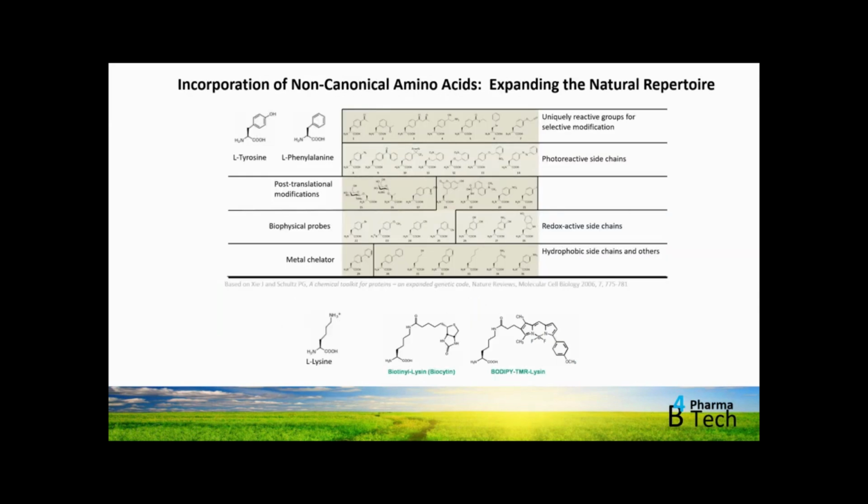Now, in cell-free systems, there are lots of options for the introduction of non-canonical amino acids. Mainly modified tyrosines or phenylalanines are used for the incorporation of non-canonical amino acids into a defined protein. Of course, photoreactive groups are possible, metal chelators, for example, redox active side chains, and so forth. I showed the results for the BODIPY TMR, fluorescent labeled, and the biocytin for the introduction of the biotin moiety.